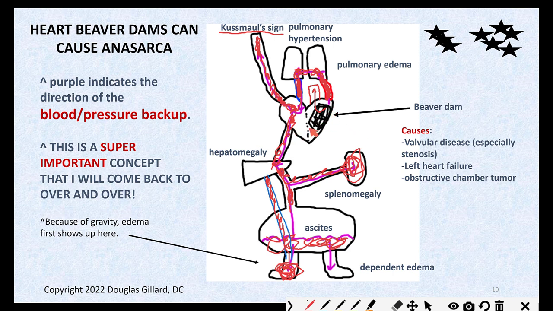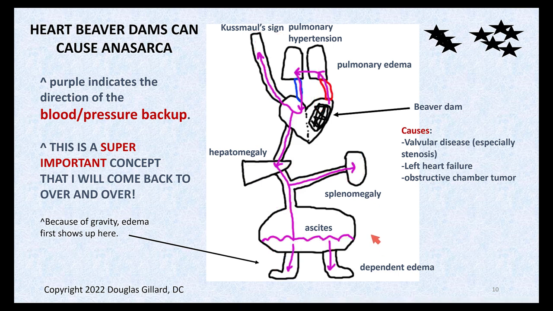beaver dam here. Now you can also get beaver dams in the liver. Maybe you have hepatitis from something and the liver isn't working well. Well, then the upper extremities are going to be okay. They're not going to be swollen, but anything upstream, since the blood flow is this way, anything upstream from the liver is going to blow up if you have a beaver dam in the liver, like the spleen, like the ascites, water fluid, blood fluid in the peritoneal cavity, and swelling down here in the ankles as well. See how that works? And we'll get more into that right now.